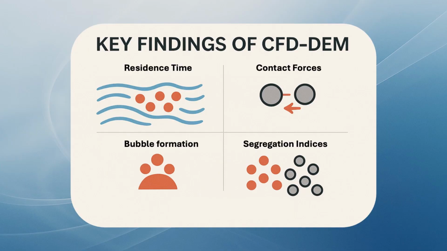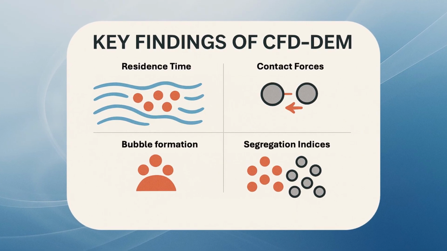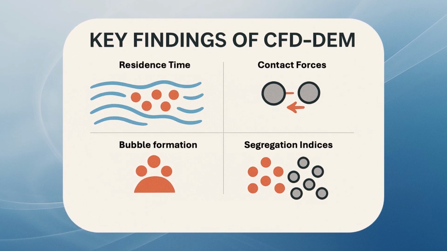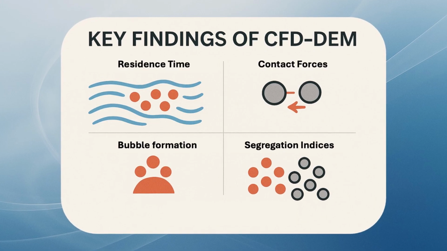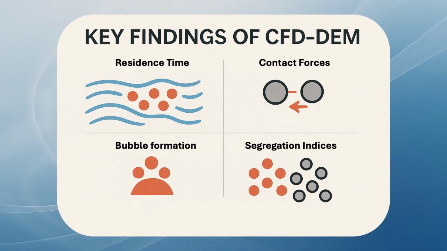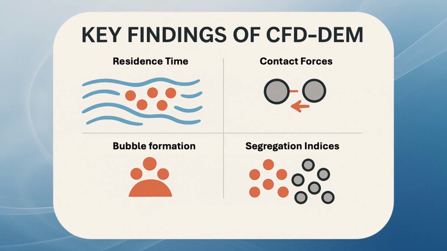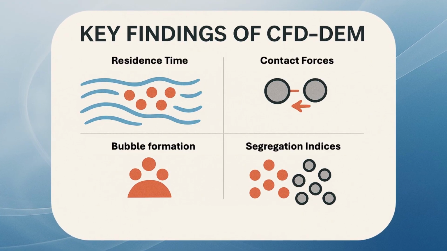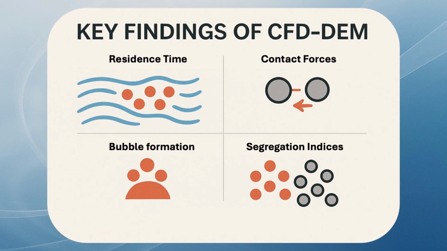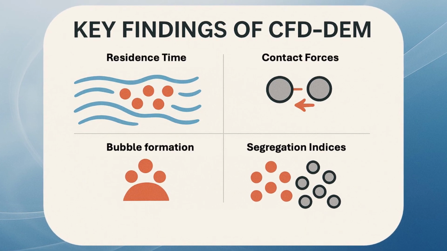The key findings are striking. Computational fluid dynamics coupled with discrete element method can track not only velocities and pressures, but also residence times, contact forces, bubble formation, and segregation indices, quantities that experiments struggle to measure directly. For instance, simulations can reveal how local hotspots form in a fluidized bed, or how attrition grinds particles down over time. These insights guide engineers in optimizing reactor design, scaling up processes, and reducing costly trial and error.